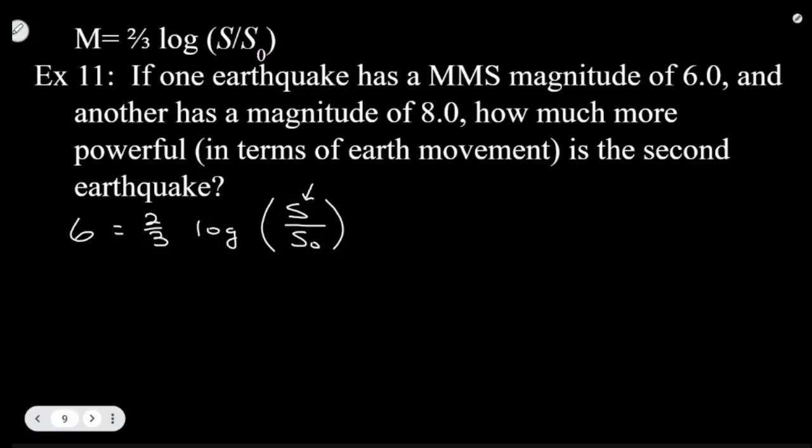Because this is now a logarithmic equation, right? So what do we do first? Yeah, or multiply by 3/2, right? Can multiply by the reciprocal. We've got to isolate it first. And 3/2 times 6 is going to be 9.